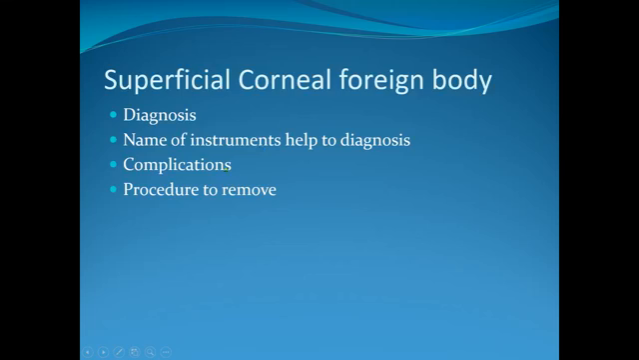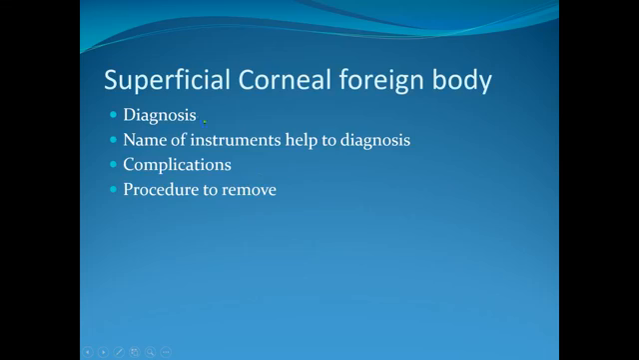Complications: there may be corneal ulcer, there may be uveitis. What are the complications of a superficial corneal foreign body? There is corneal opacity, corneal neovascularization, corneal ulcer, and there may be uveitis. If any patient develops a corneal ulcer, the patient may ultimately develop blindness. So it is a very important complication.